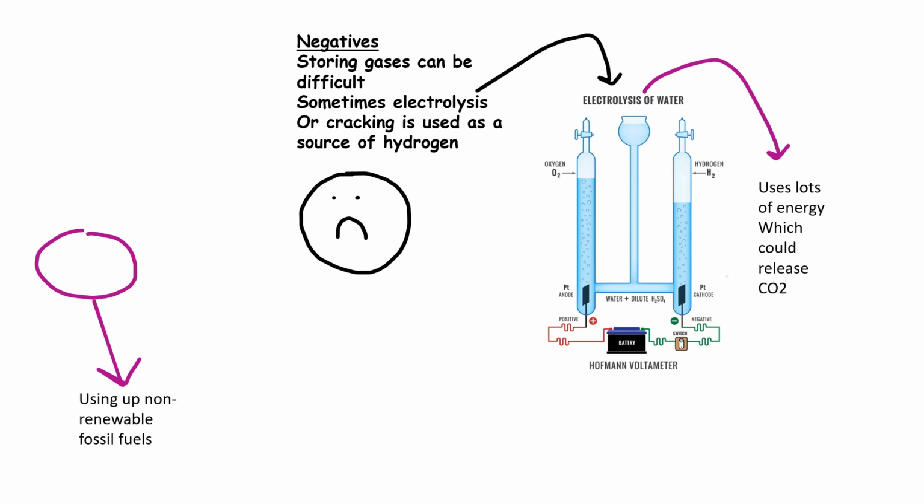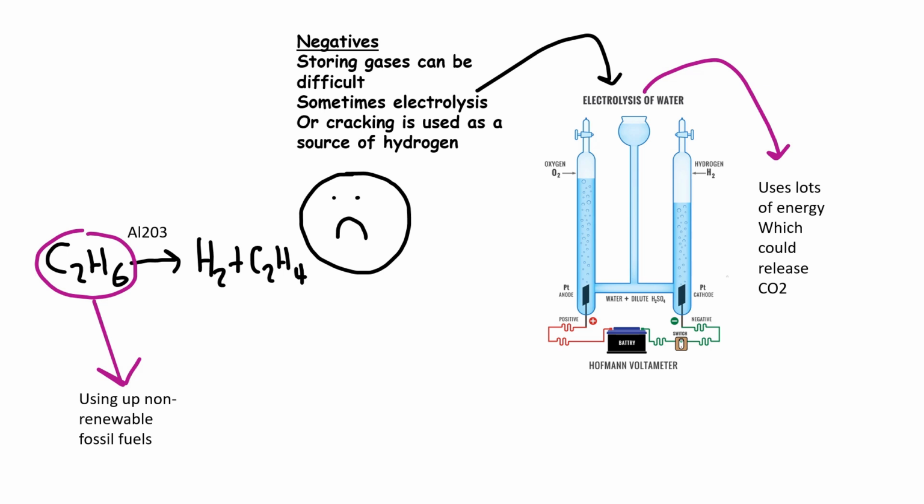The negatives are that storing gases is difficult. Hydrogen's a gas. You got to compress it into a liquid, which is a real pain, and that's expensive. And hydrogen can be dangerous. Storing gases is dangerous. Sometimes we have to use electrolysis to get a source of hydrogen. Where do we get hydrogen from? We can split water, but that uses a lot of energy, which could release carbon dioxide. Where are we getting the electricity from?